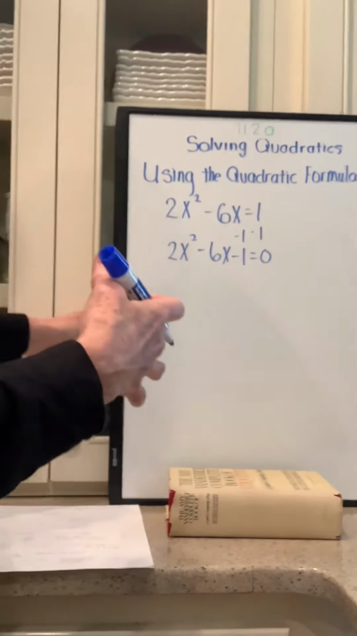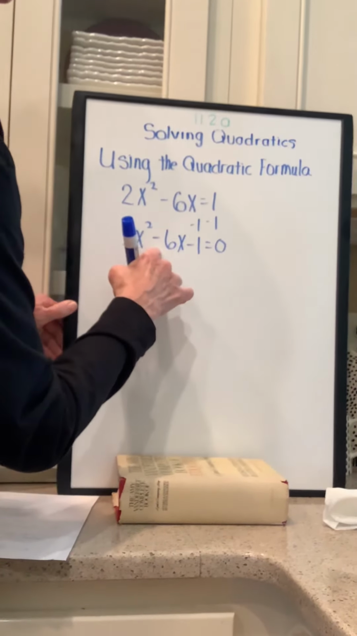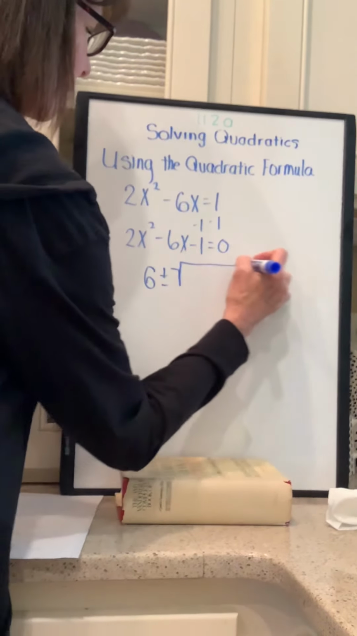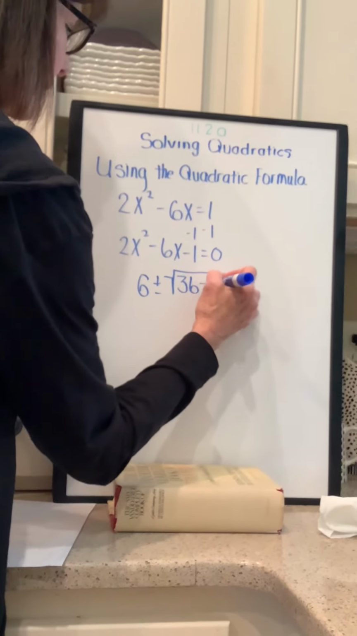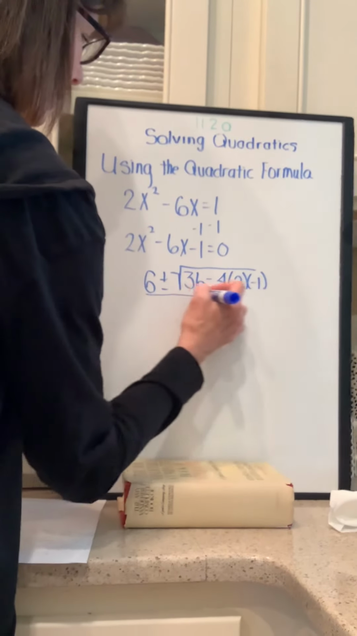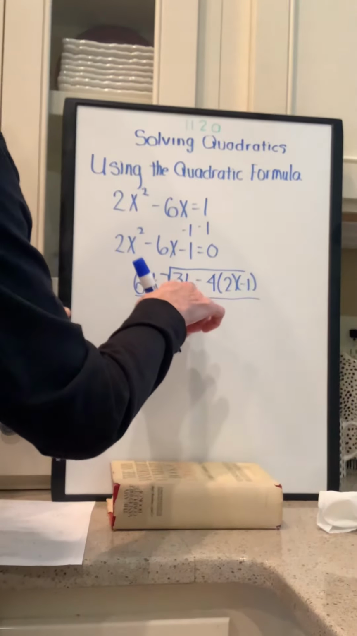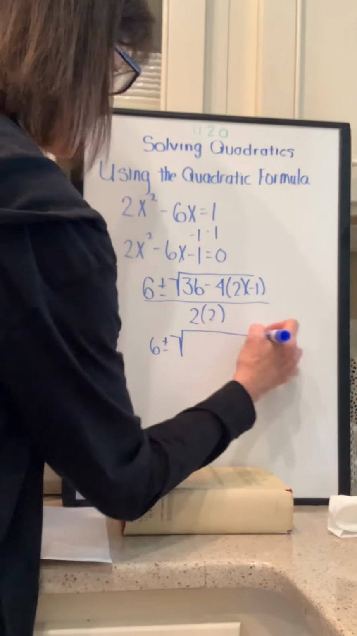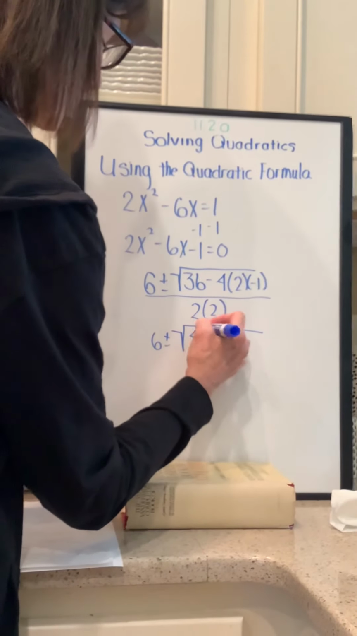We're going to plug everything into the quadratic formula. So the opposite of b, the opposite of negative 6, is a positive 6, plus or minus the square root of b squared. Negative 6 times negative 6 is 36. B squared minus 4 times a, which is 2, times c, which is negative 1, all over 2 times a, and a is 2. So this is going to be 36 plus 8, which is 44.